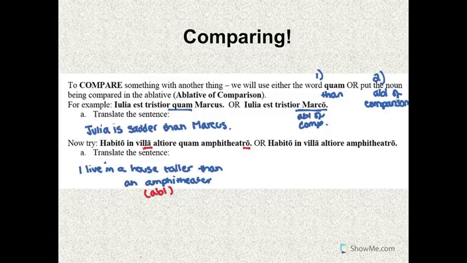Now the second version of the sentence, habito in villa altiora amphitheatro, has the exact same meaning. However, this time, amphitheatro is in the ablative because of the ablative of comparison. But we translate it just the same. Okay, I hope you've had a great time comparing things today.